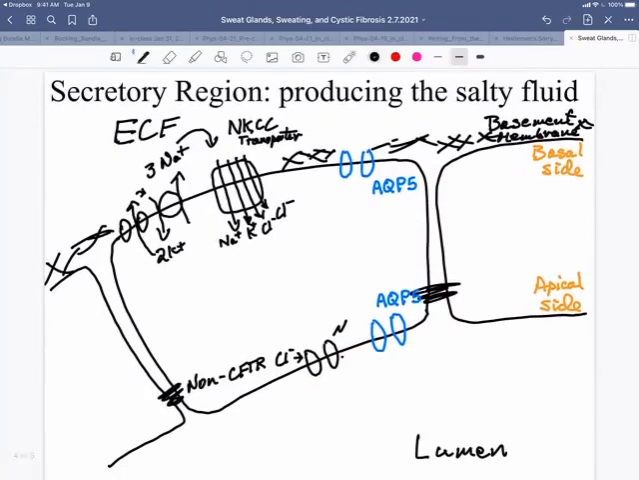Let's first talk about the secretory region, which produces the salty fluid. The first step is the sodium-potassium pump, which uses an ATP to move sodium out, and of course also potassium in. Now the potassium is continually recycled. The sodium drives the NKCC transporter, that's third, moving one sodium, one potassium, and two chlorides into the cell. Remember, this is the extracellular fluid here. Down here is the lumen.